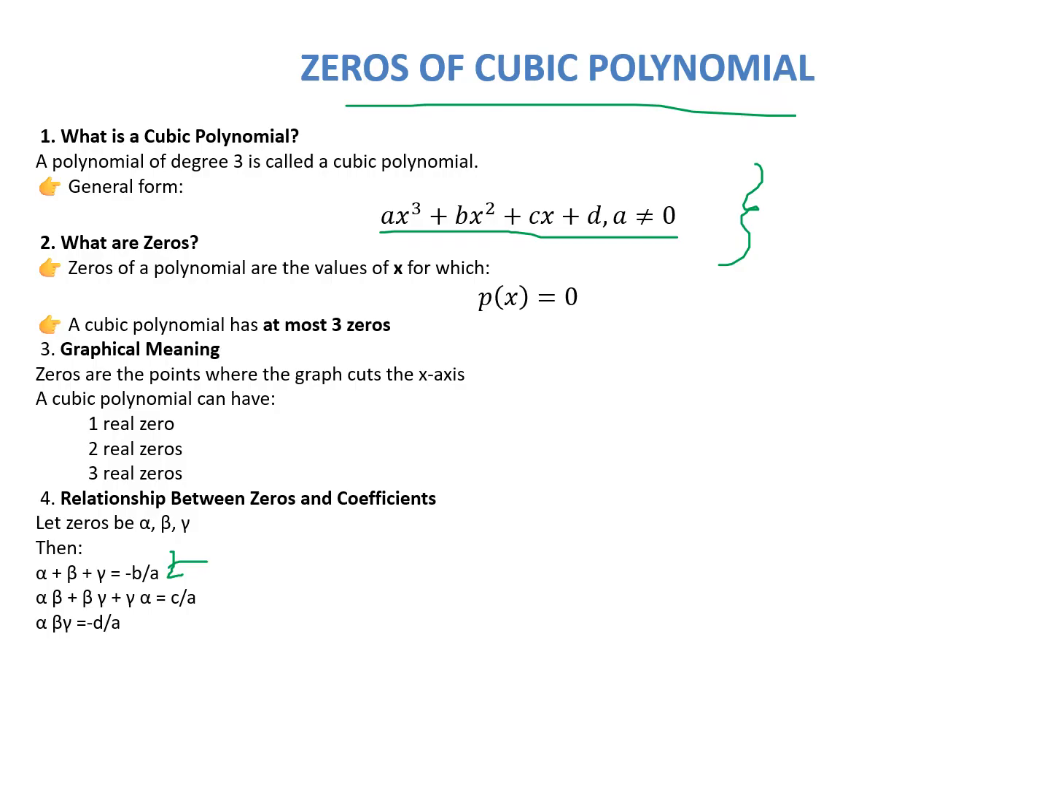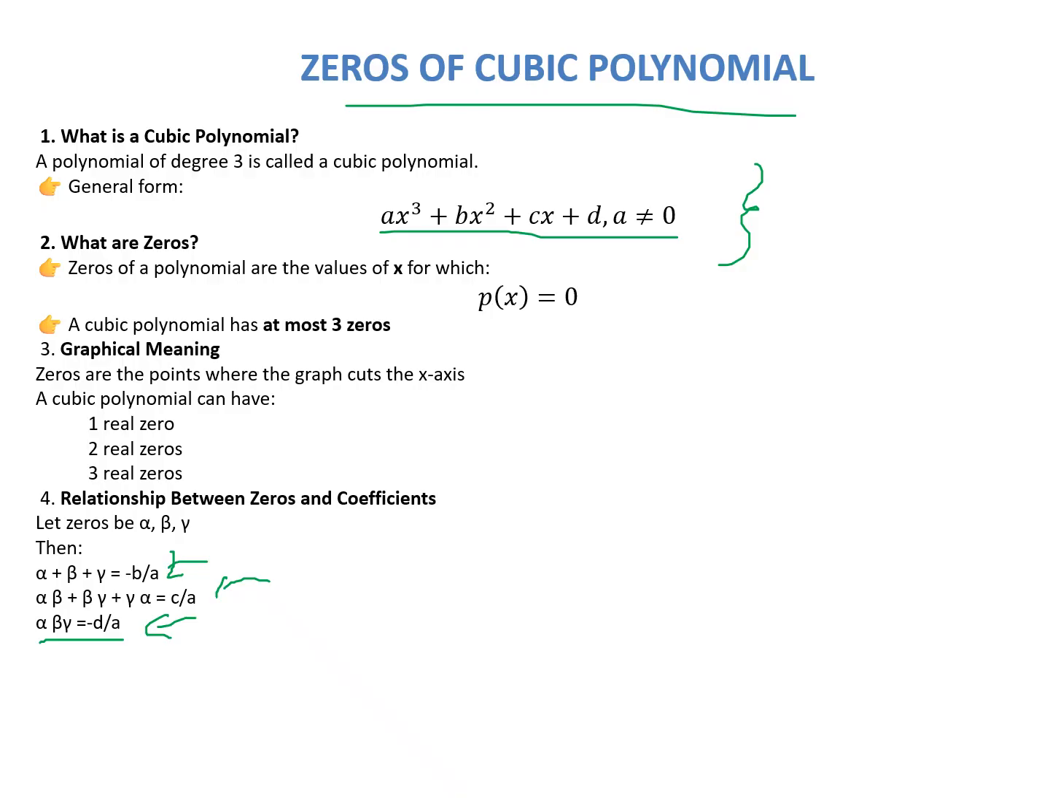Alpha beta plus beta gamma plus gamma alpha is basically the sum of the products. So we have the sum of the roots, we have the sum of the products, and then we have the product of the roots. The sum of the products is c by a, and the product of the roots is minus d by a. So we have to remember this.